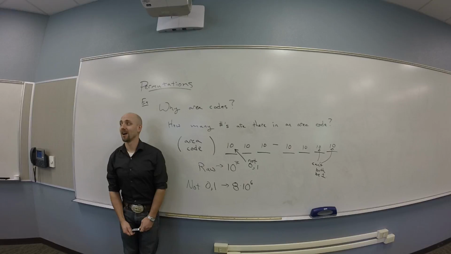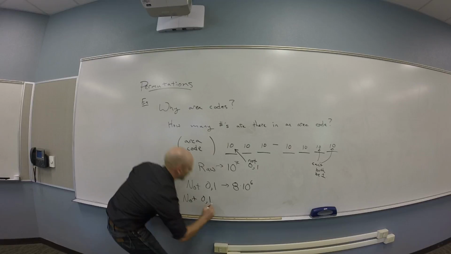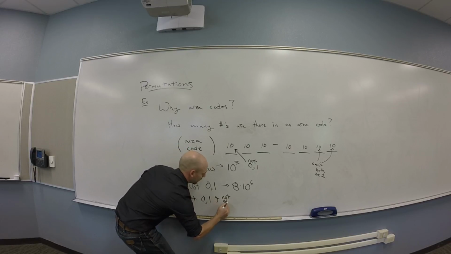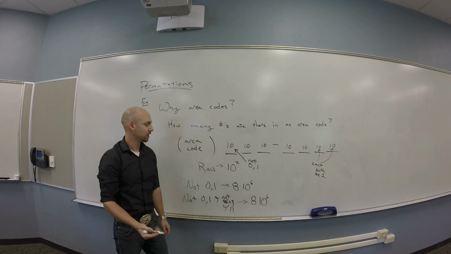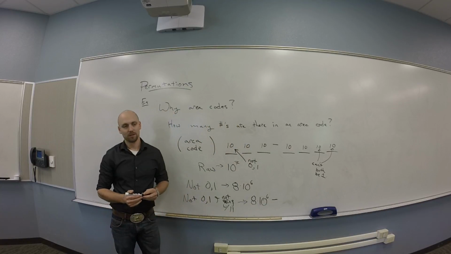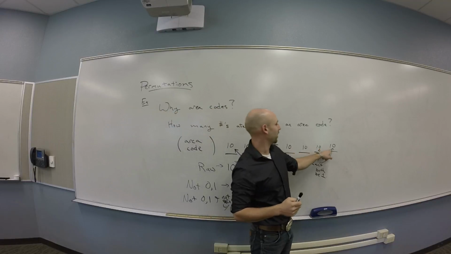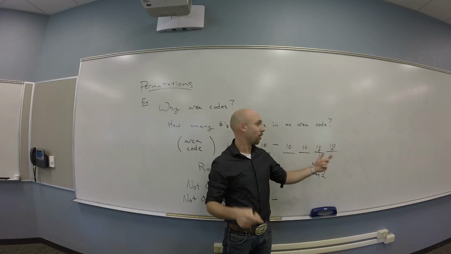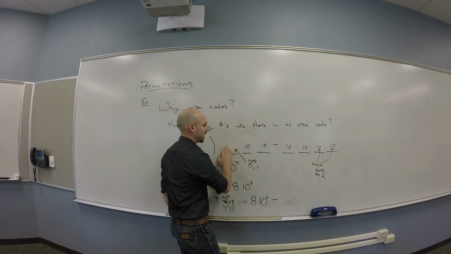So maybe instead of figuring out how many are allowed, we just subtract. We'll do not 0 or 1 as 8 times 10 to the 6th, and then subtract off the ones that end with 1, 1. How many choices do you get for these two if they have to end in 1, 1? There's only one way for it to end in 1, 1.